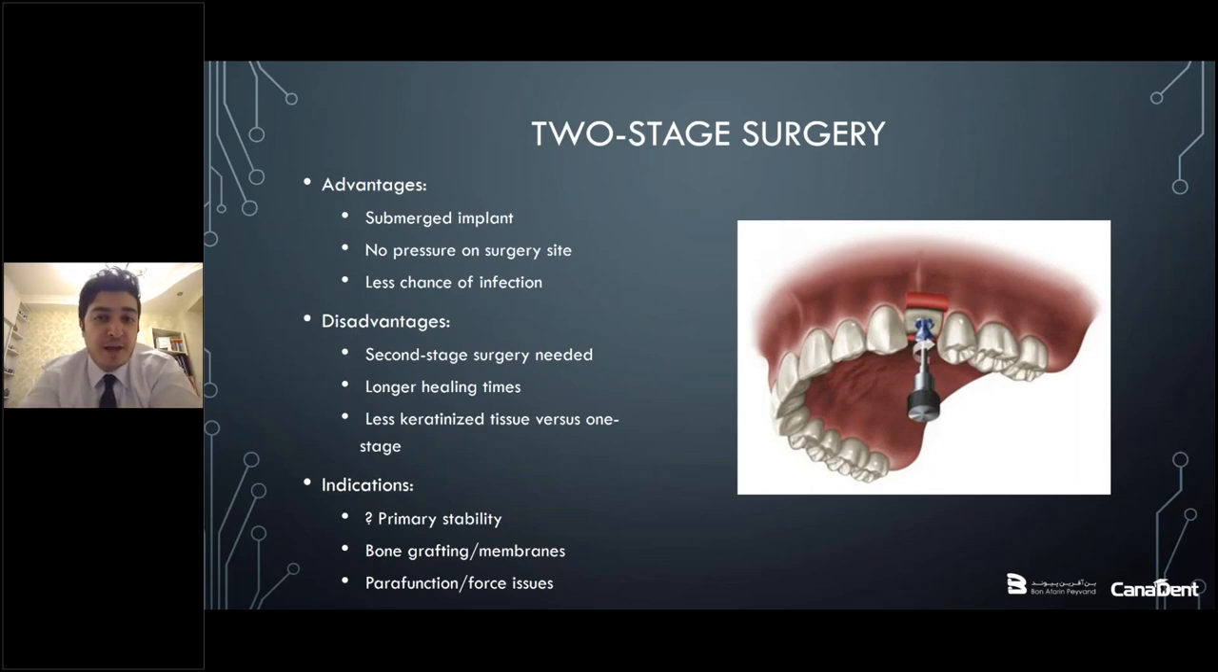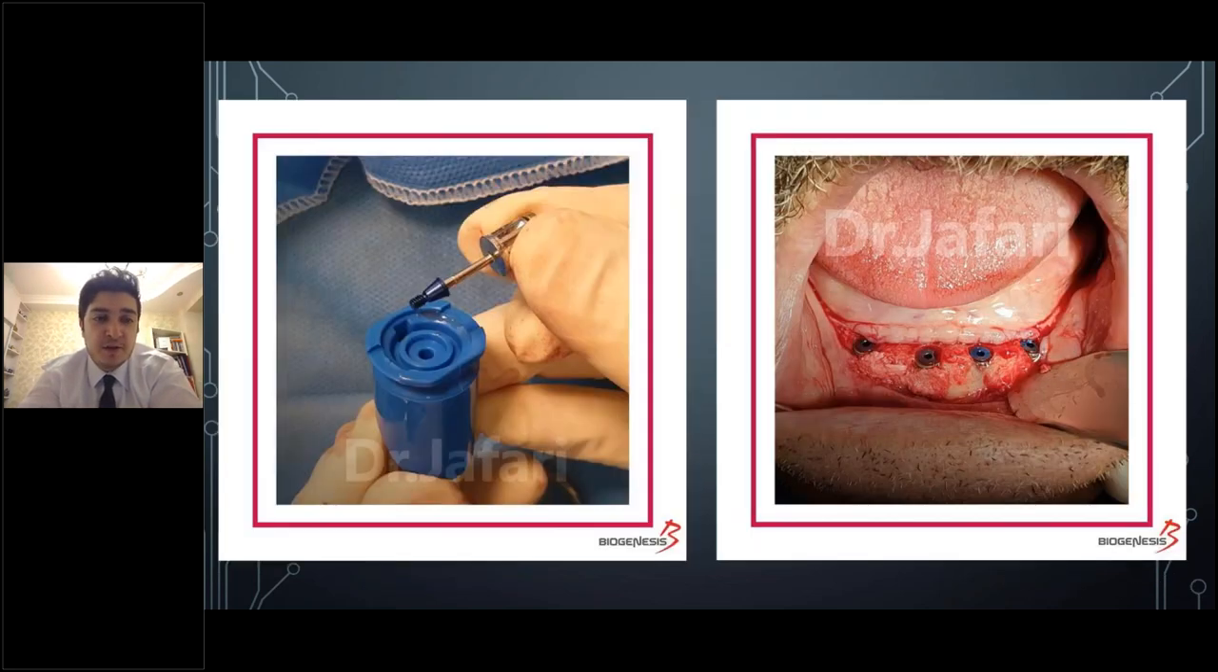The cover screw may or may not be included in your implant package. You must ask your implant distributor whether it is included or not. Obviously, having it is a great thing, and I think it's a determining factor for choosing an implant brand. As you can see in the pictures, it is included in the package, and it has been inserted after 4 implants. It was placed in the anterior mandible.